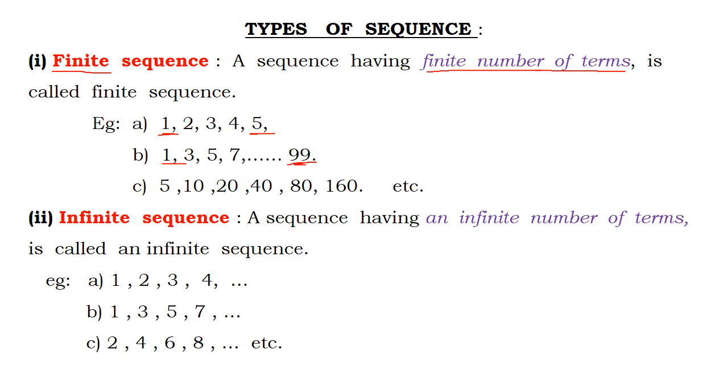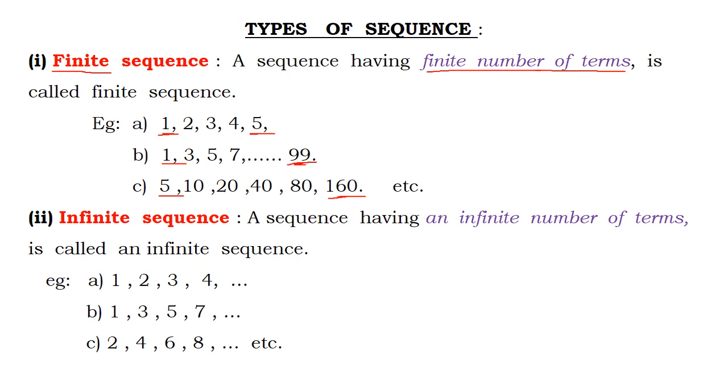Now example C: 5, 10, 20, 40, 80, 160. Here the first term is 5 and the last term is 160. Therefore, this sequence is also countable. We know the first term and we know the last term. Therefore, these are the three examples which belong to finite sequence.